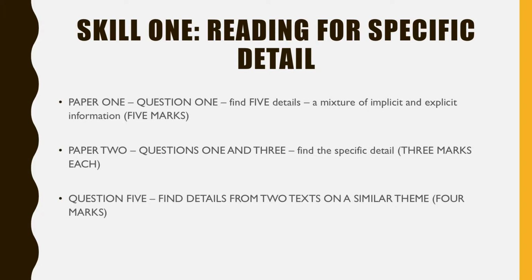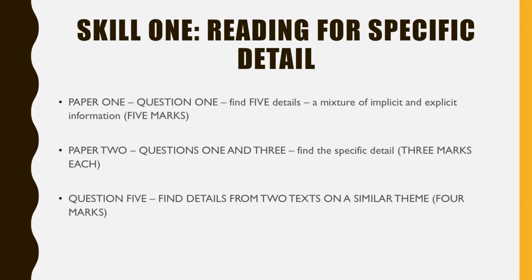For this one, it's a mixture of implicit and explicit information. Implicit means something which is implied. So it's the idea that you might need to read between the lines a little bit. Explicit information is information which is very clear and obvious and for everybody to see. So question 1 on paper 1 is a mixture of both of those types of information you're looking for.